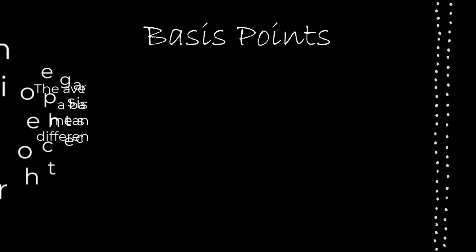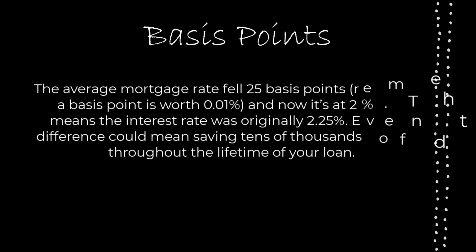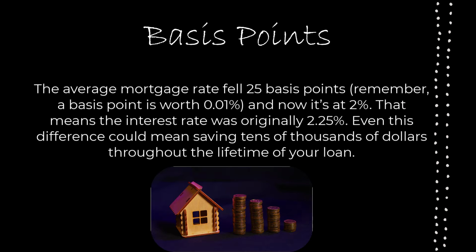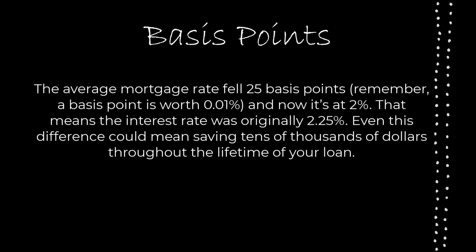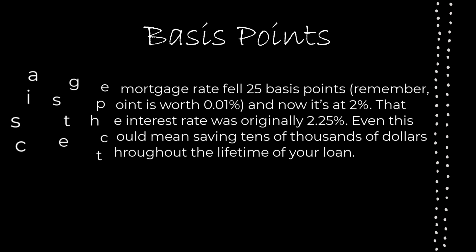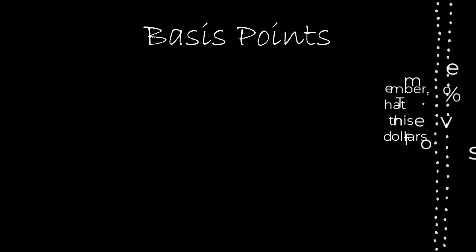For another example, let's say the average mortgage rate fell 25 basis points. Remember, a basis point is worth 0.01%, and now it's at 2%. That means the interest rate was originally 2.25%. Even this difference could mean saving tens of thousands of dollars throughout the lifetime of your loan.